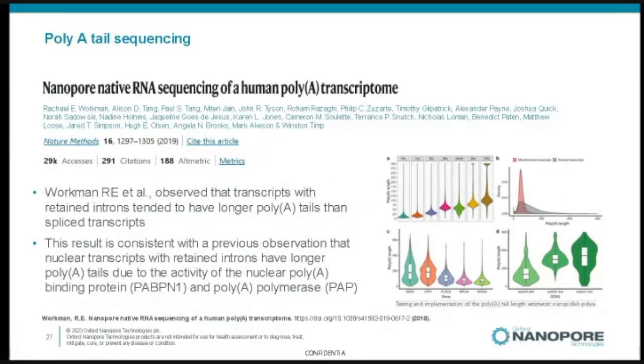In another study by Workman and their group, they found a similar observation. They also observed that transcripts with a retained intron tend to have longer poly-A tails than spliced transcripts. This result is consistent with previous observations that nuclear transcripts with retained introns have longer poly-A tails due to the activity of nuclear poly-A binding protein and poly-A polymerases.